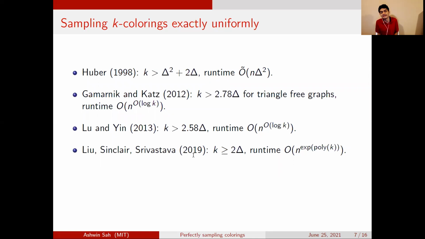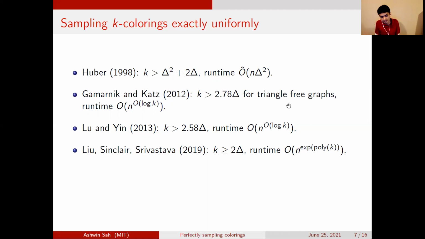Now let's talk about sampling exactly uniform colorings. The work of Huber shows that you can do it when k is greater than delta squared plus 2 delta, with quasi-linear runtime. Gamarnik and Katz showed for k linear in delta, k greater than 2.78 delta, for triangle-free graphs, you could do it, but in n to the O of log k time. So for fixed k, you have a polynomial time algorithm, but that blows up as k is allowed to vary. Liu and Yin show a similar runtime for k greater than 2.58 delta, and now you don't need this triangle-free hypothesis.